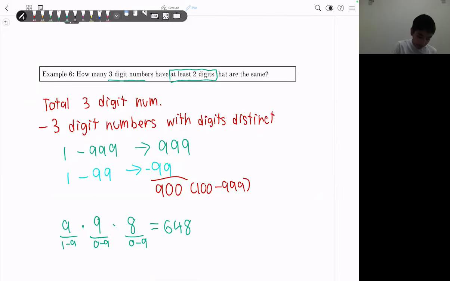So then we use complementary counting again. There are 900 total three-digit numbers, and there are 648 three-digit numbers which have all different digits. Therefore, since having at least 2 digits that are the same is the opposite of having all three digits different or distinct, our answer would just be 900 minus 648, which is 252.